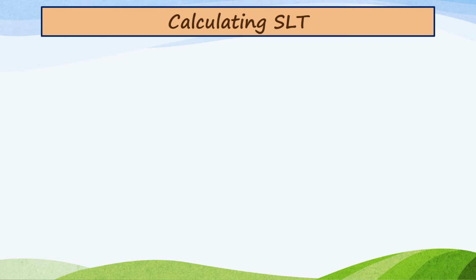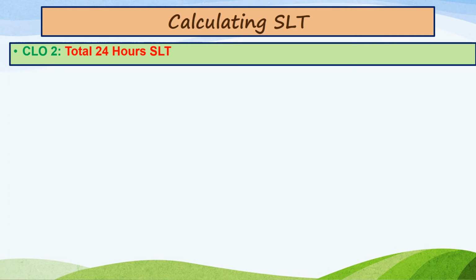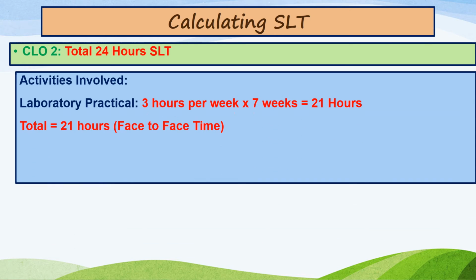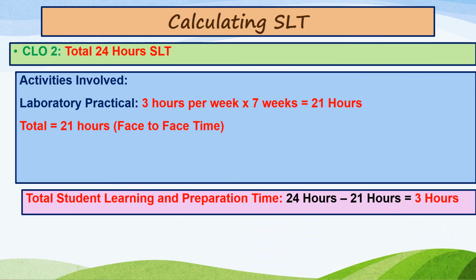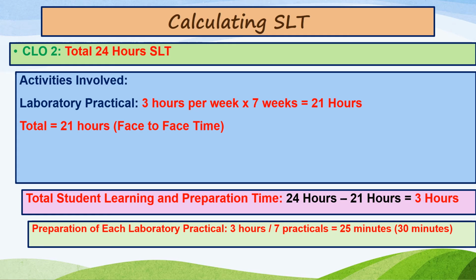Now, example number 2. CLO2 has a total of 24 hours of SLT. For laboratory practical, there will be 3 hours per week, and lab practical will be carried out for 7 weeks, which brings a total of 21 hours of face-to-face time. So, the student has 3 hours of preparation time in CLO2. By dividing 3 hours into 7 lab practical sessions, students need approximately 30 minutes to prepare for each laboratory practical session.